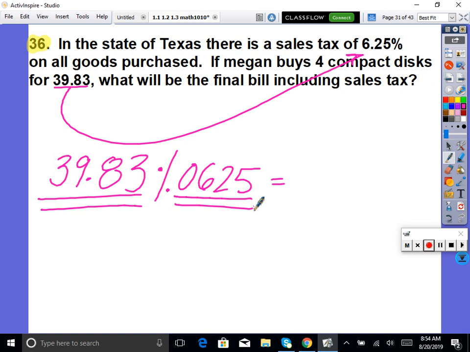So if you did 39.83 times by 1.0625, that would be $42.32.